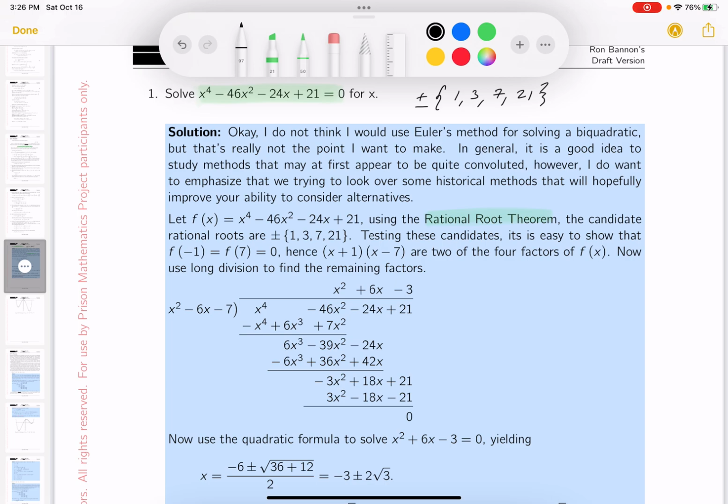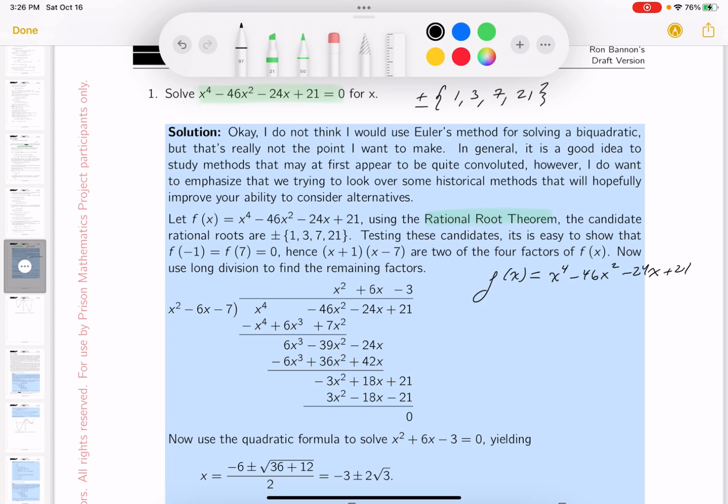Now, which ones would I try? I don't know. I guess I could try 1, right? Let me put this down. So I'm going to say f of x equals, let's see, x^4 minus 46x^2 minus 24x plus 21. And I think this is quick. What do you get? 1 minus 46 minus 24 plus 21. That doesn't look promising, does it? That's not 0. I'm going to erase it. That's no good.